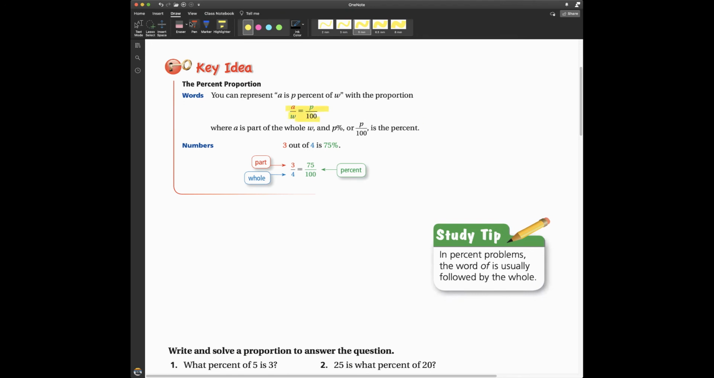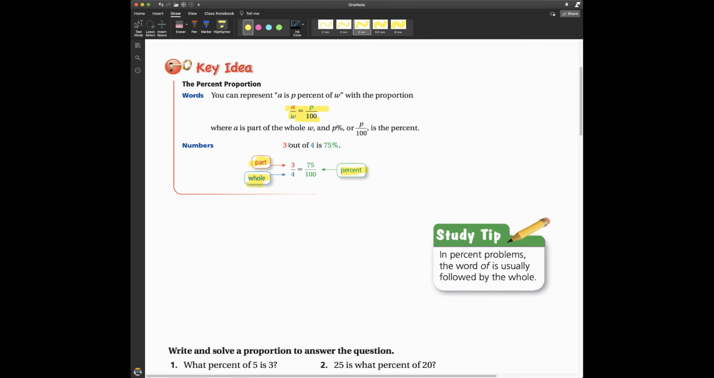So without further ado, the main idea in this chapter, the key idea, is that there's a formula that we're going to use. It's called the percent proportion, and each part of the formula has a name. What's in red is called the part. The whole is the denominator that's underneath the part. And then the percent is on the right side of the equation, and the percent is written as a fraction.